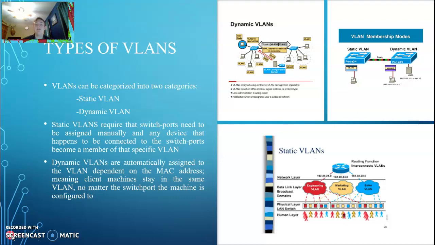However, dynamic VLANs, as I'm sure you all know, means automatic. They are automatically assigned dependent upon the MAC address. In other words, this means that client machines will stay in the same VLAN no matter which switch port they are assigned or configured to.